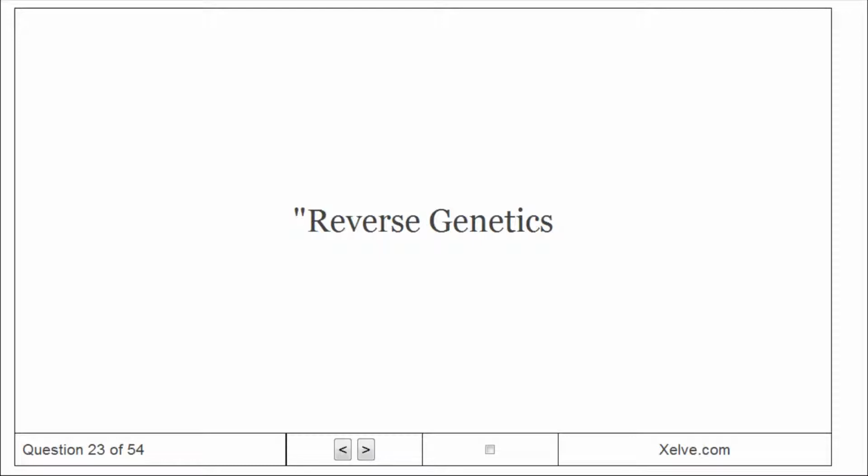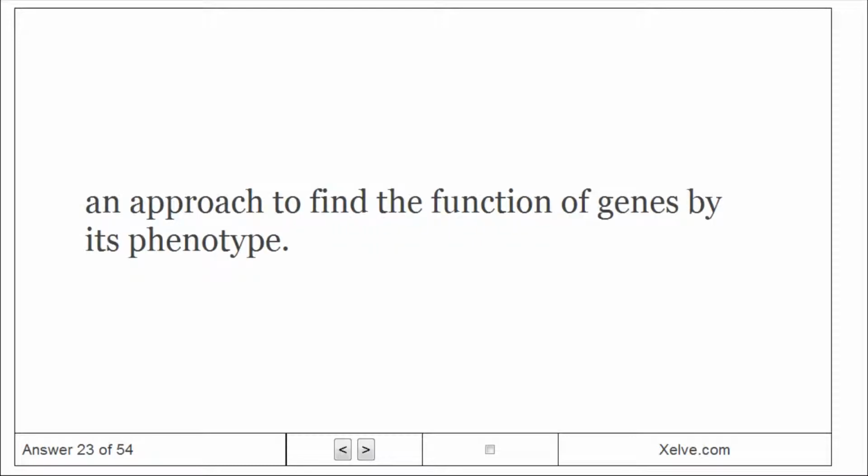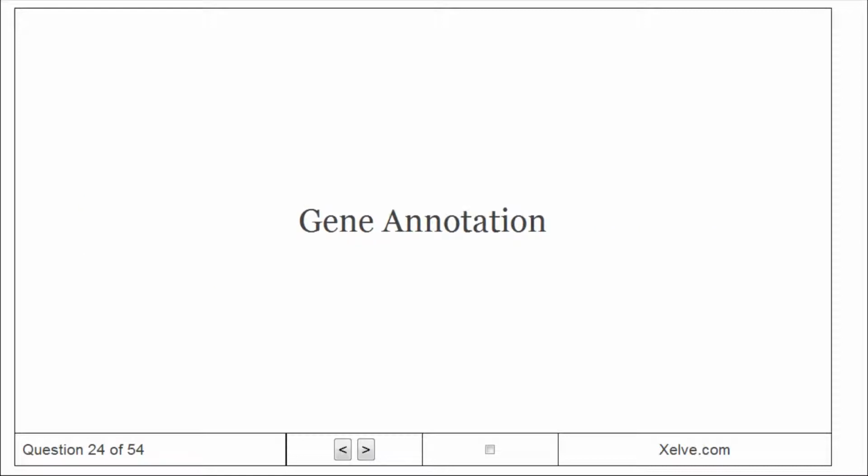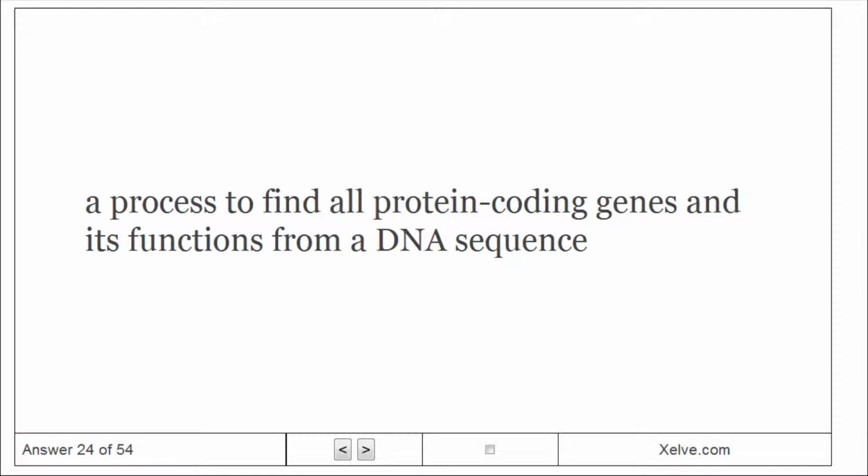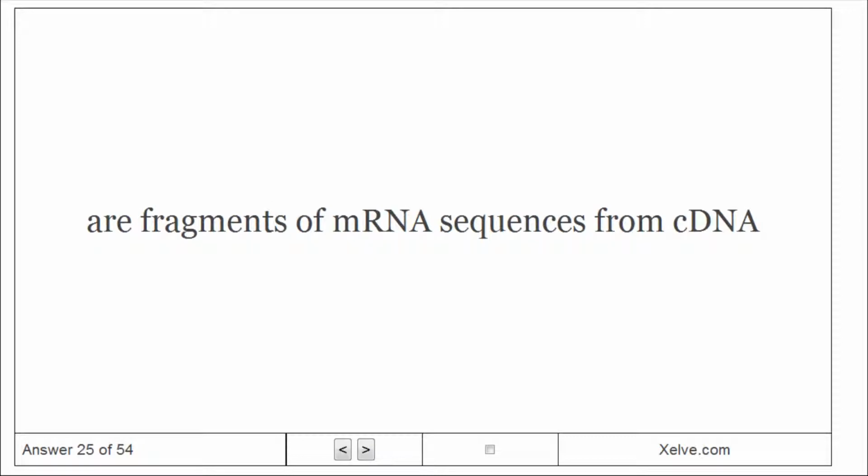Reverse genetics. An approach to find the function of genes by its phenotype. Gene annotation. A process to find all protein-coding genes and their functions from a DNA sequence. Expressed sequence tags, ESTs, are fragments of mRNA sequences from cDNA.